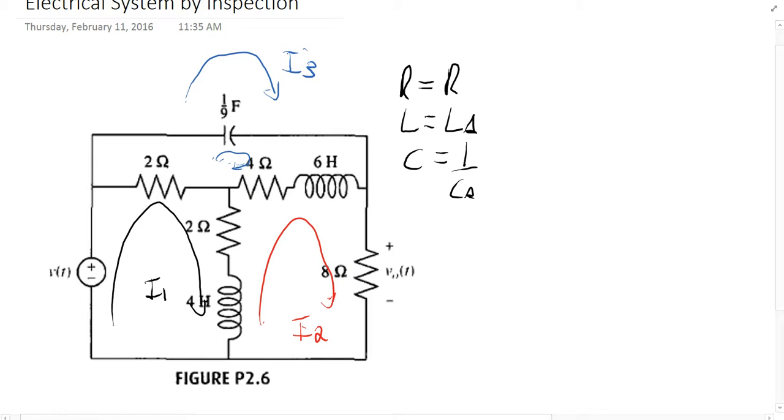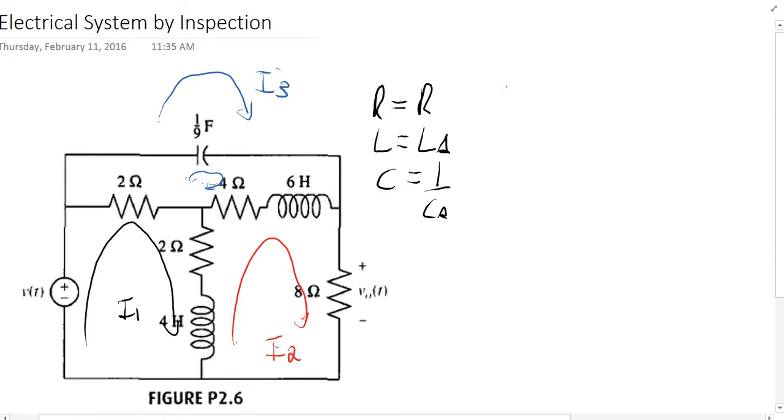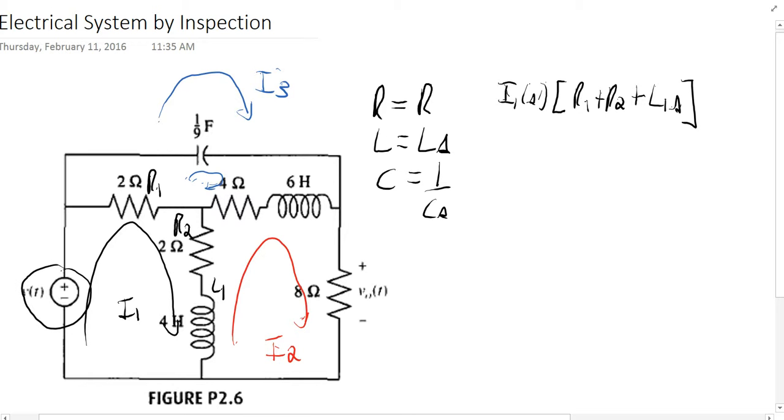So first I'm gonna start by writing the equation in I1, in which it's gonna be I1 of S, and then I'm gonna open the parentheses, and within these parentheses I'm gonna put every single component that I1 goes through, which is gonna be this resistor that I'm gonna rename R1, this other resistor R2, and this inductor L1. So it's gonna be R1 plus R2 plus L1S. And even though the current also goes through this voltage source, that's an input, so we're going to consider that on the right side of this equation.